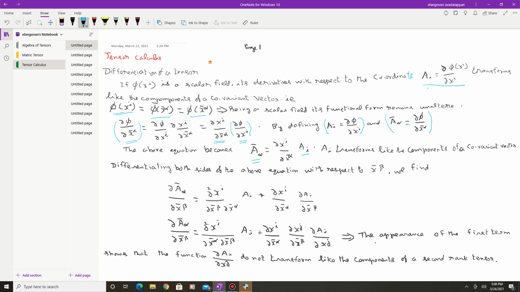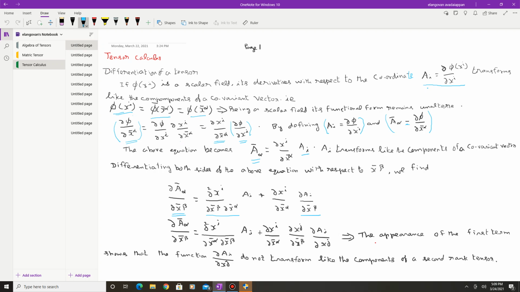Now differentiate this covariant vector on both sides, partial d a alpha bar by dx beta bar. So you differentiate with respect to partial dx beta bar. You first differentiate the first term: partial d square xi by dx alpha bar dx beta bar into ai, plus, keeping the first term constant, you differentiate the second term, partial dxi by dx alpha bar. If you differentiate a alpha bar with respect to the coordinate x beta bar, the differentiation becomes like this. So you have two terms.